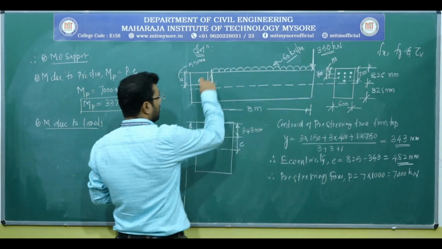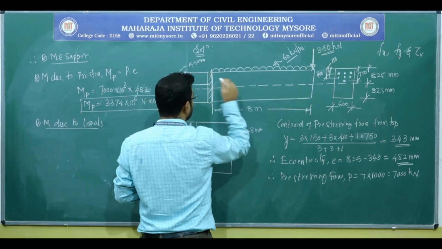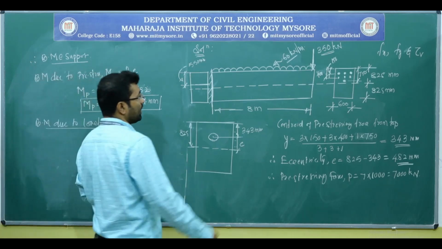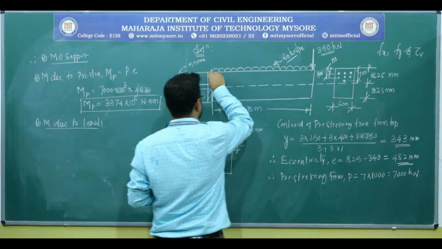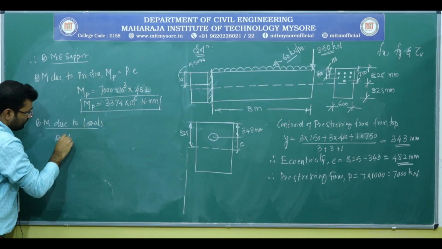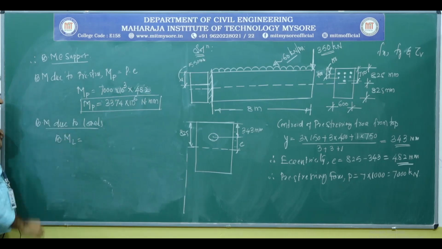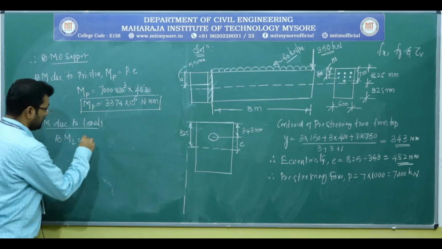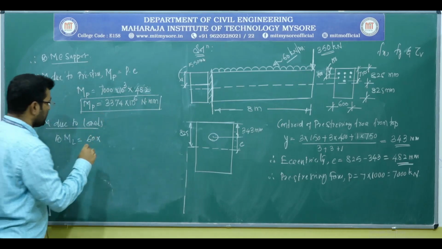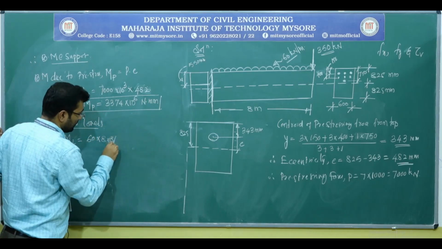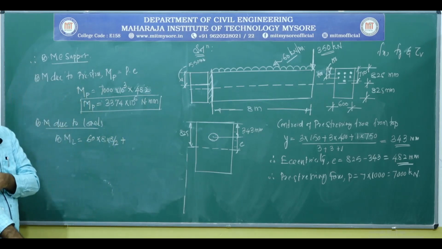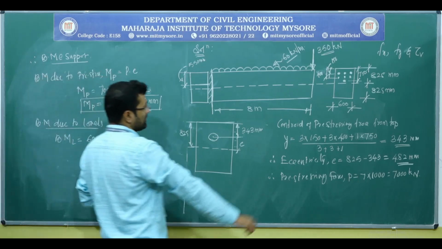Now, we know that for a cantilever beam the bending moment will be maximum at the support. So I have to take moment of these two forces about the support. The bending moment due to loads is 60 into the total span, which is 8 meter, 8 into 8 by 2, plus, then we have a concentrated load.